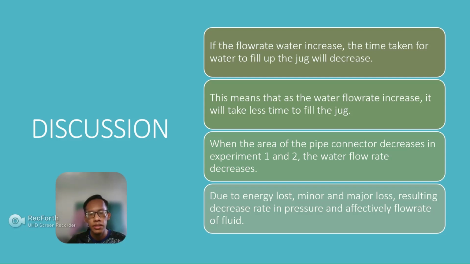So next I will explain about the discussion of this experiment. Firstly, if the water flow rate increases, the time taken for water to fill up the jug will decrease too. This means that as the water flow rate increases, it will take less time to fill the jug. When the area of the pipe connector decreases in experiment 1 and 2, the water flow rate decreases due to energy loss, minor and major loss, resulting in decreased pressure and effectively flow rate of fluid.